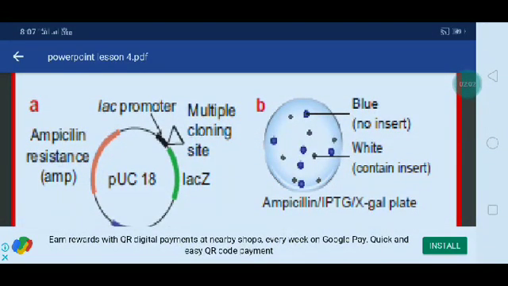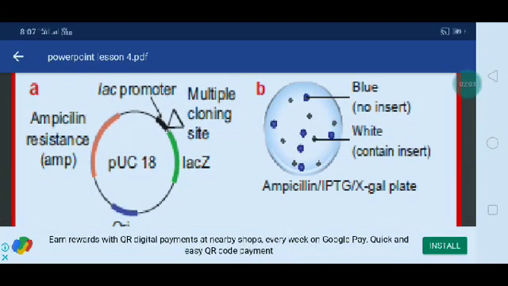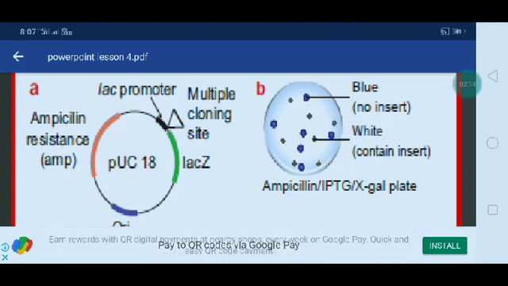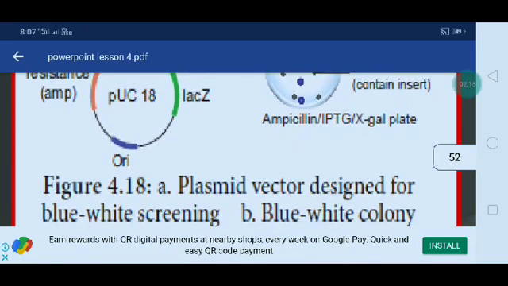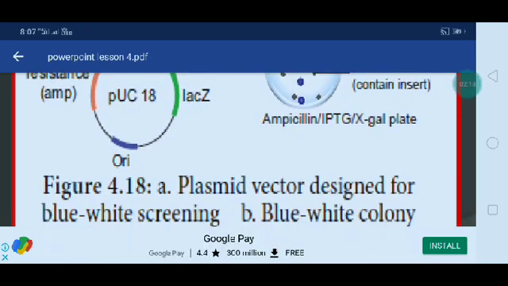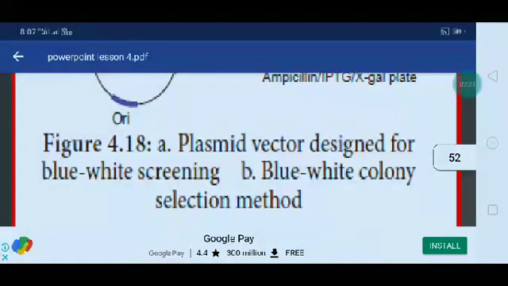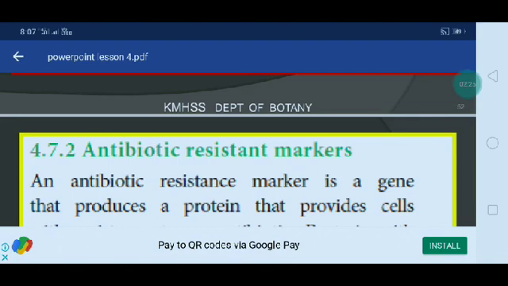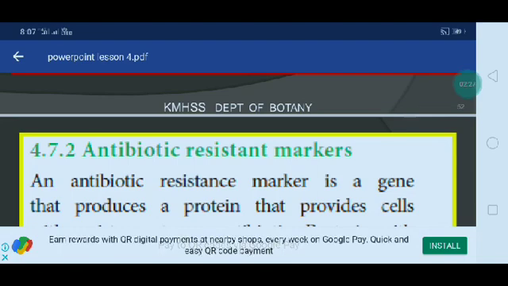So you can see the structure of this one. There is the lac promoter, ampicillin resistance, and multiple cloning sites; lacZ is in pUC18. Blue means no insert, white contains insert, on an ampicillin, IPTG, X-gal plate. This is a plasmid vector designed for blue-white screening, the blue-white colony selection method. And there is another one, the antibiotic resistance marker.